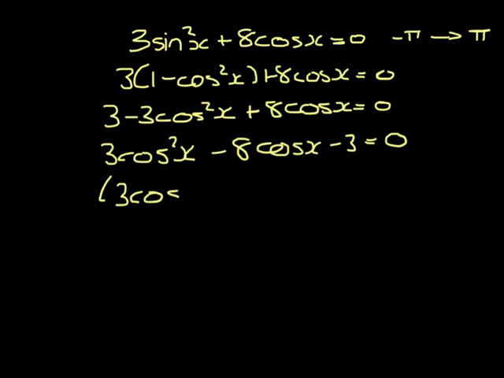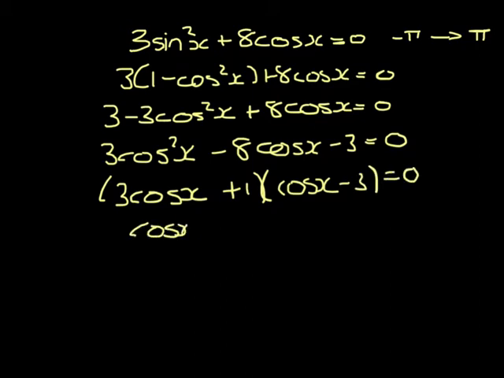And that factorizes to give 3 cos x plus 1 times cos x minus 3. So cos x equals minus 1/3, or cos x equals 3. And that's impossible.